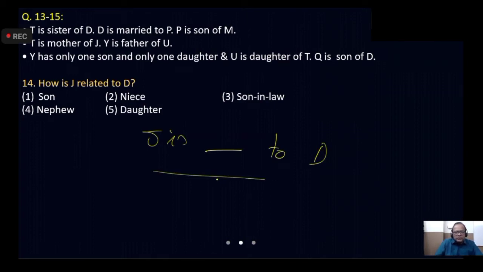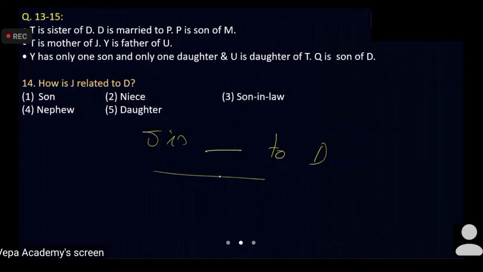So now you tell me what is the perfect answer? Nephew. J is male or female? Male. So the answer will be nephew. J is nephew to D. Right?